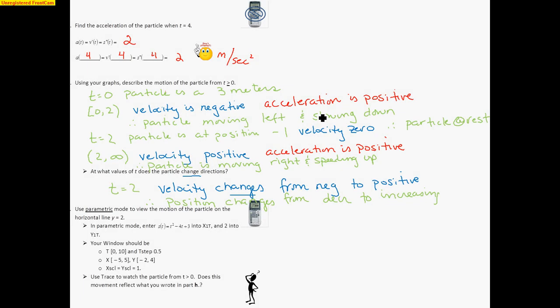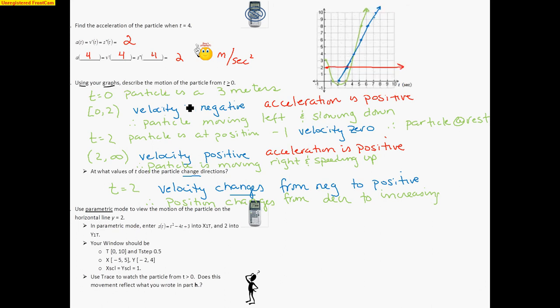And then the acceleration was constantly 2. But here's what I want to talk about. Using your graphs, describe the motion. So here's what AP wants from you. What was going on at the start?